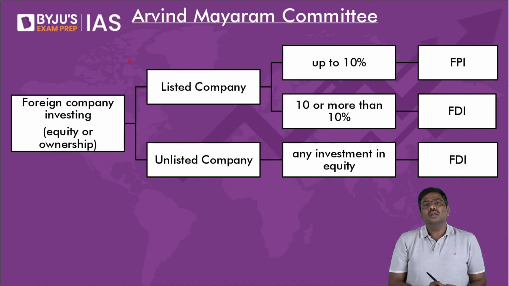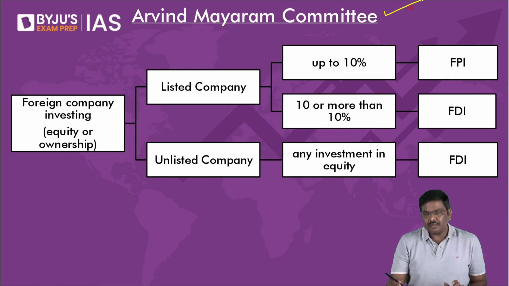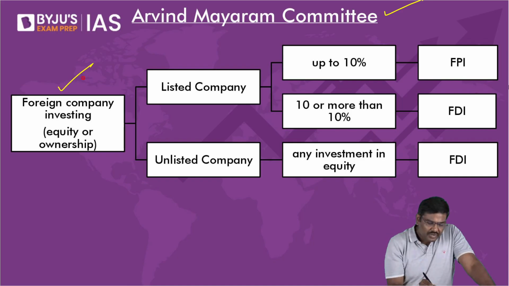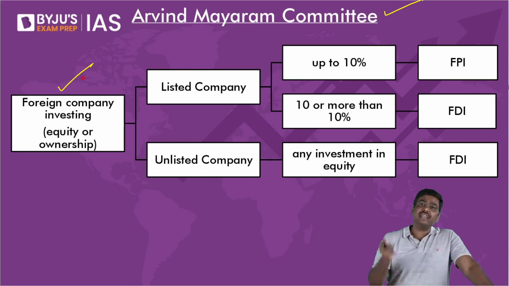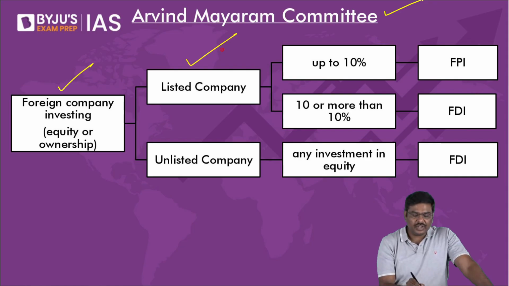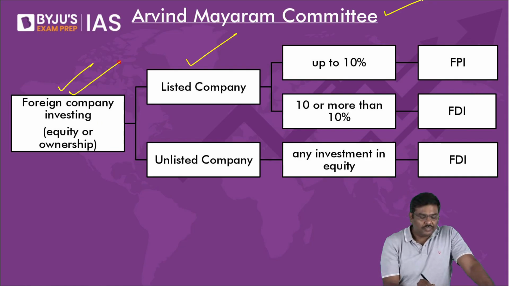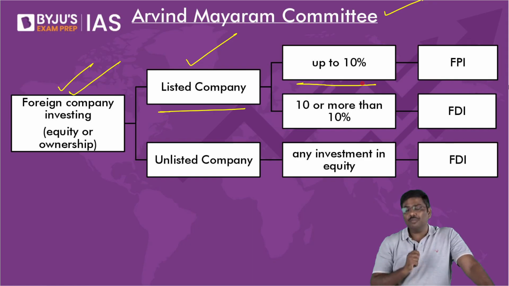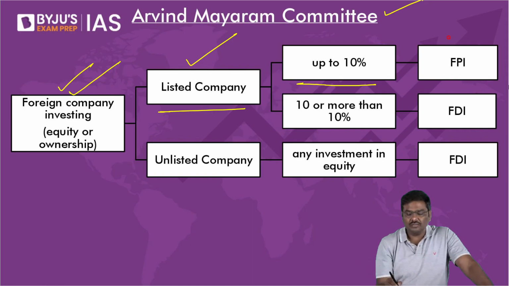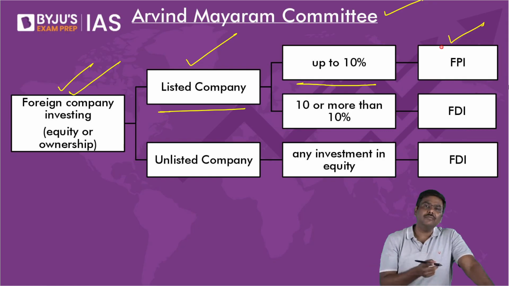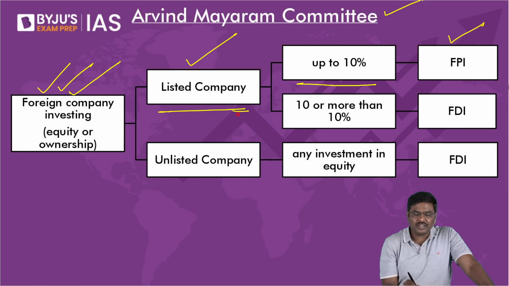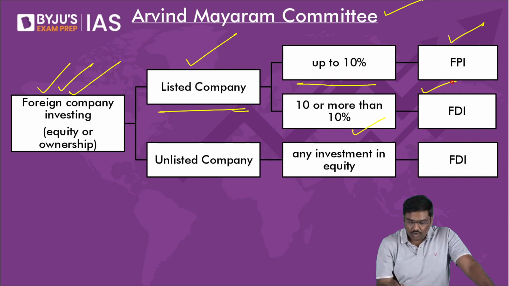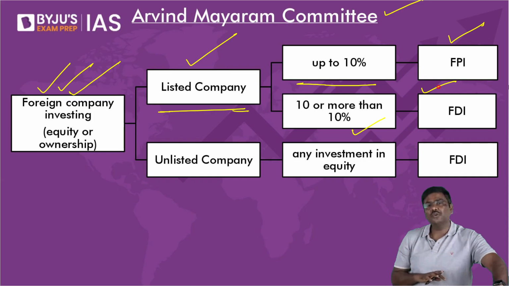Now, there is a committee recommendation. Please remember the Arvind Mayaram committee. Whenever a foreign company invests in purchasing equity in a listed company, if the foreign company purchases up to 10%, meaning less than 10%, then we'll classify this as FPI. And if the foreign company invests in a listed company and purchases 10% or more, we'll call this FDI. All of you okay with this definition?